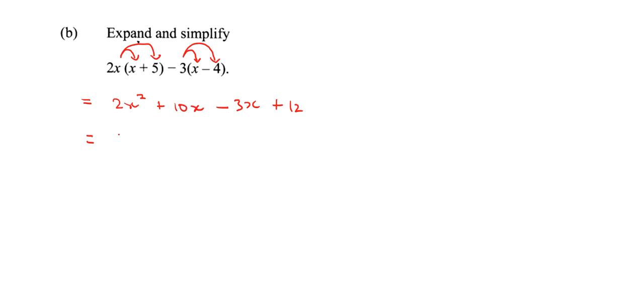So we end up with 2x squared. 10x minus 3x is 7x. So plus 7x plus 12.